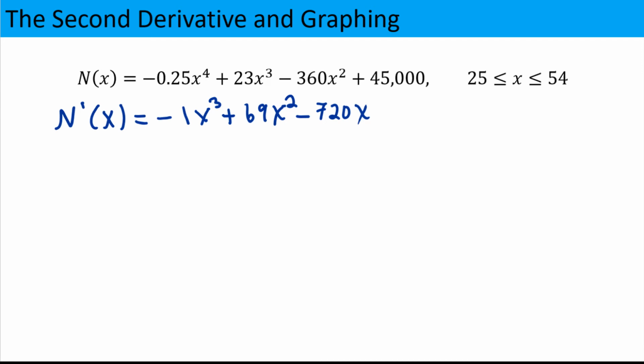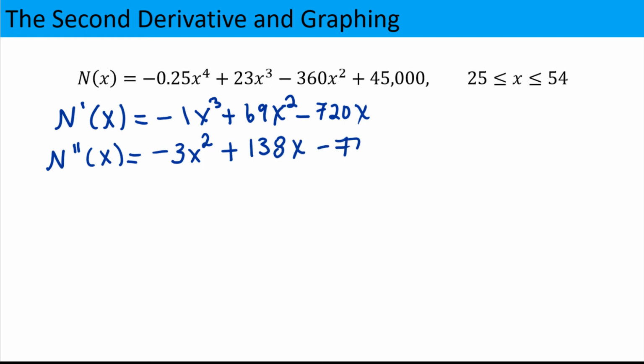Let's continue. The second derivative, we bring the 3 down, so we'll have negative 3x squared plus, bring the 2 down, so that will be 2 times 69 or 138x minus 720. What we need now is to see where concavity changes, so that's where the second derivative equals 0.